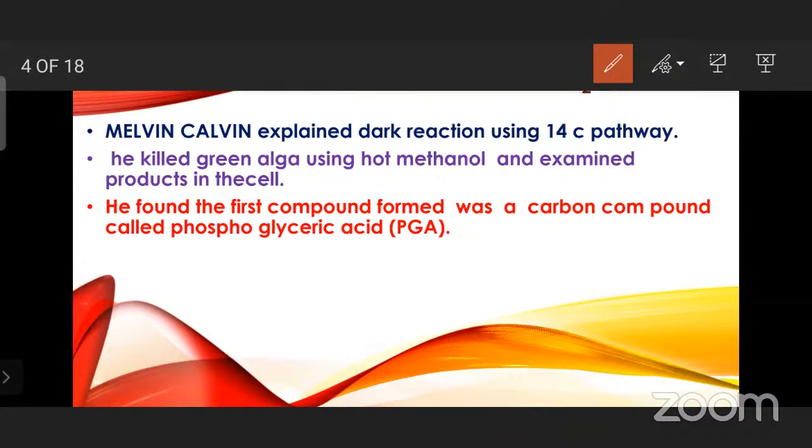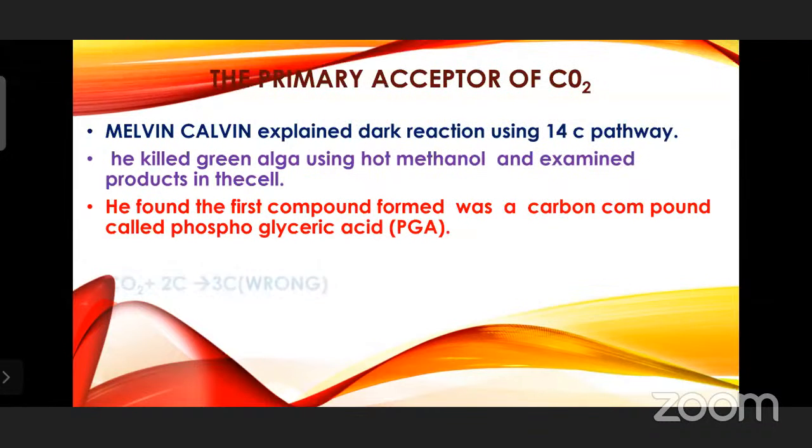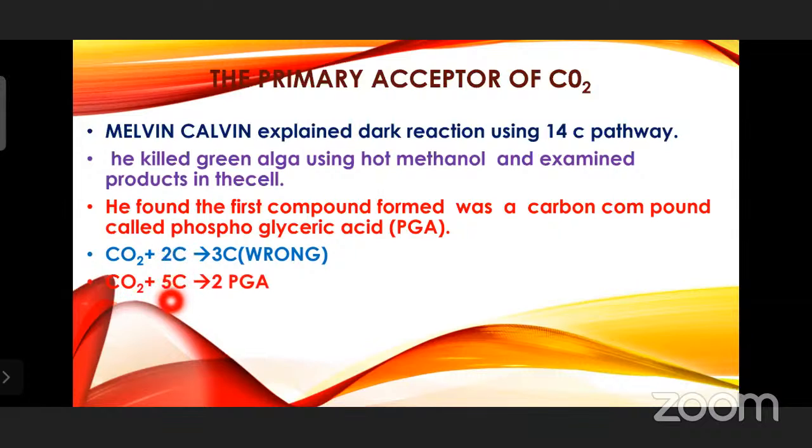So they thought so, but it was not so. It was wrong. As you can see, carbon dioxide plus 2 carbon compound will give 3 carbon compound, maybe that is PGA. And some 2 carbon compound we have to identify, they thought. And when they investigated, they did not find any 2 carbon compound. Instead, they found a 5 carbon compound. This 5 carbon compound is combining with this carbon dioxide, then only the phosphoglyceric acid is going to form.